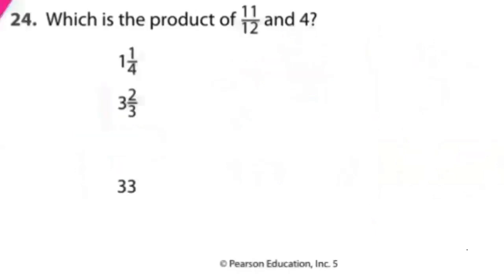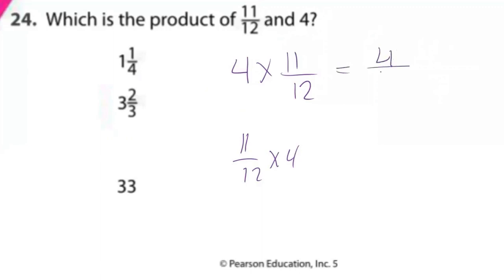Let's move to the next point, 24, which is the product of 11 over 12 and 4. Okay, 4 here multiplied 11 and 12. By the way, if you write 11 over 12 multiplied 4, it is the same answer in the same way. But is there a relation here between 4 and 12? I can simplify, but not to divide. So let's try this one. 4 over 12 divided by 4 up equals 1, divided by 4 down equals 3. So it will be 1/3 by 11. Okay, it will be 11 over 3 at final.